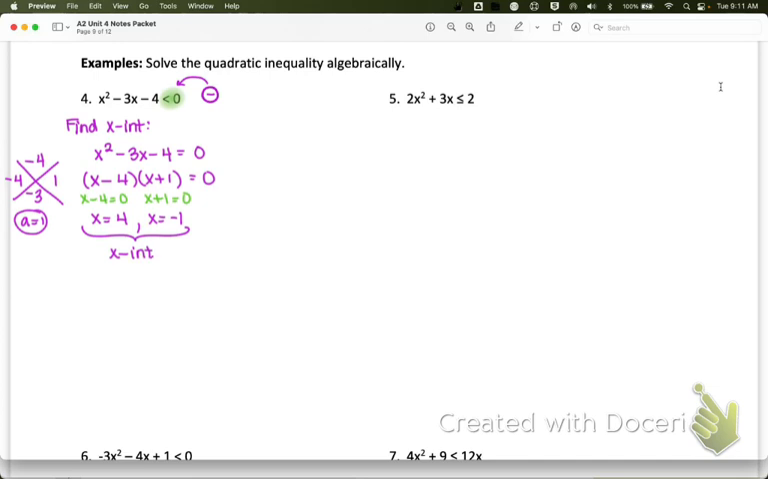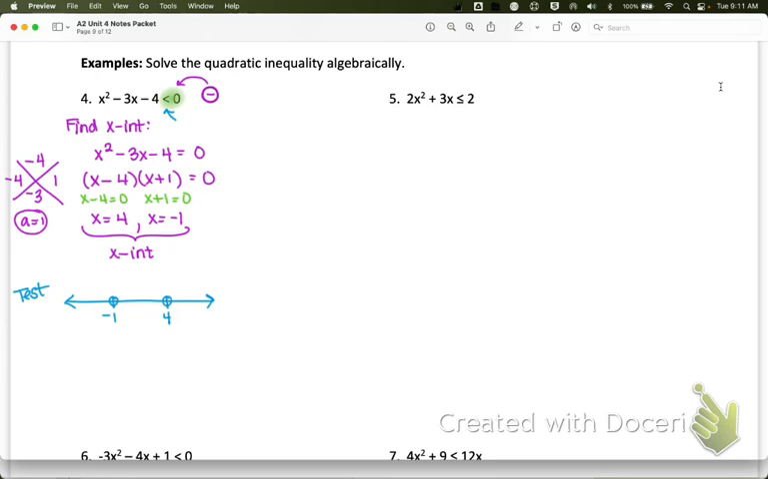Okay, so now, just like I kind of showed you on the previous graph, we're going to set up a number line and do some testing. So we're going to test in the equation. So put your numbers in the right order: -1 comes first, and 4 is second. Now, we are not going to include the x-intercepts because it was just a less than, not an equal to. So I'm going to go ahead and put open circles here so I remember not to include those.